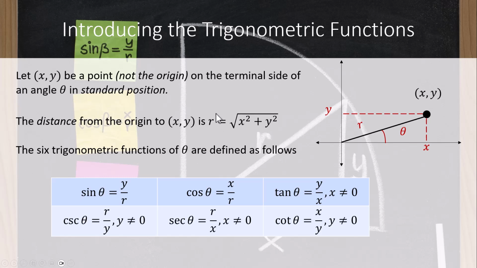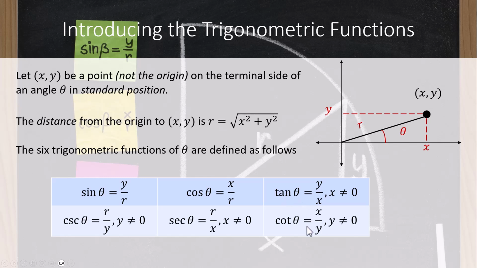And also keep in mind that r is the distance from the origin to that point. So that distance is always going to be positive. r is always greater than 0. Okay? Now cosine is defined as x divided by r. Okay, tangent, also known as the slope, is the ratio between y divided by x, okay, its height divided by its length.